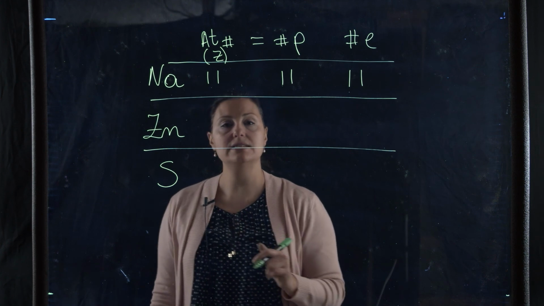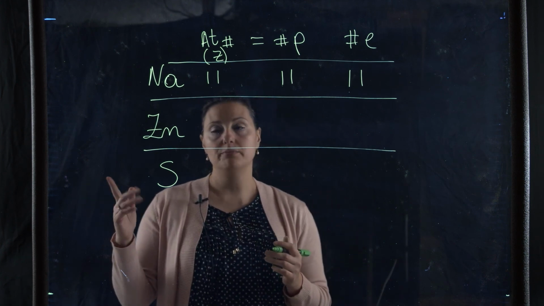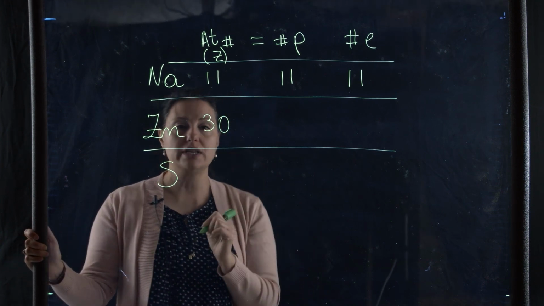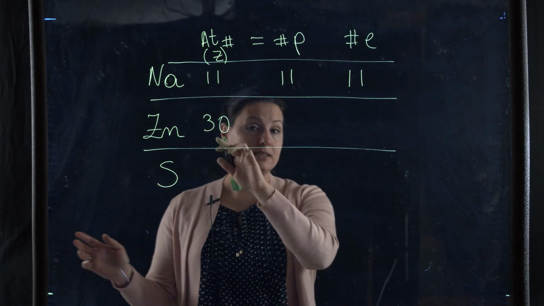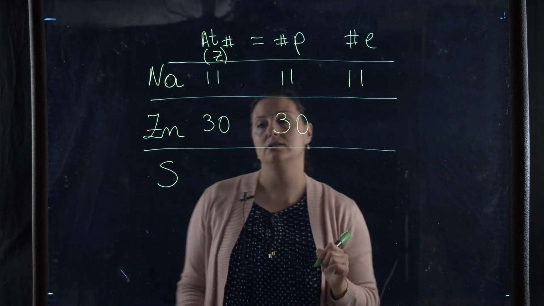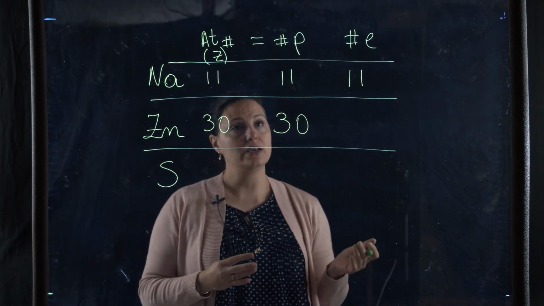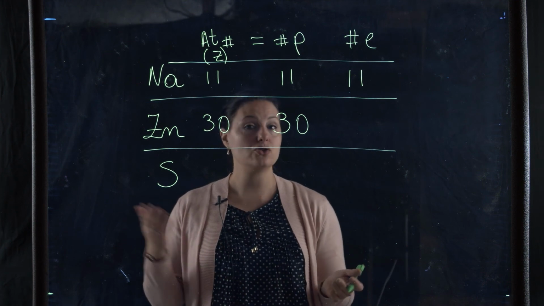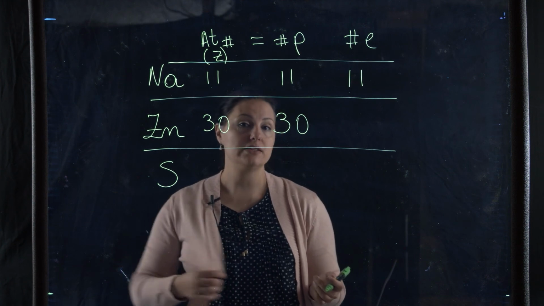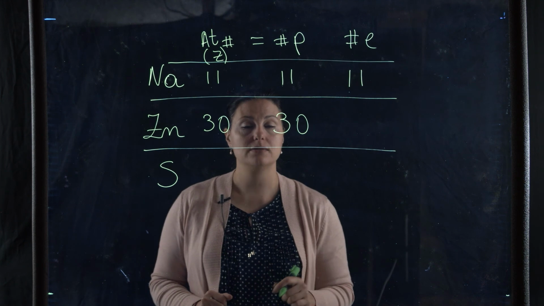Okay, now let's look at zinc. Zinc, if you look at it in the periodic table, has an atomic number of 30, which also tells me that it has 30 protons, because these two are the same. Once again, if you want to know the number of protons of an element, you just figure out its place in the periodic table. If it's number 30, as zinc is, then it has 30 protons.